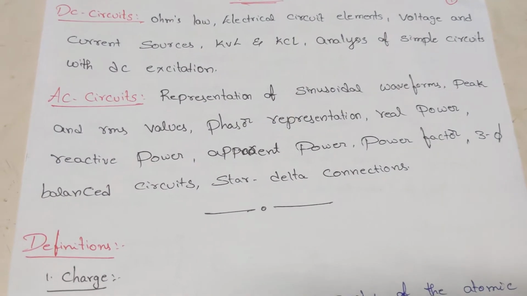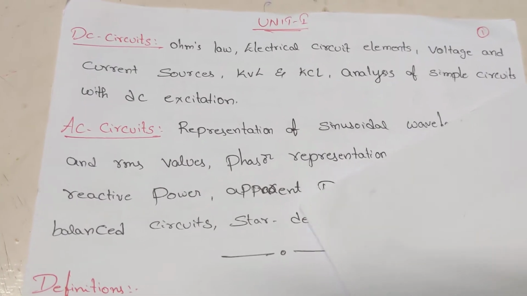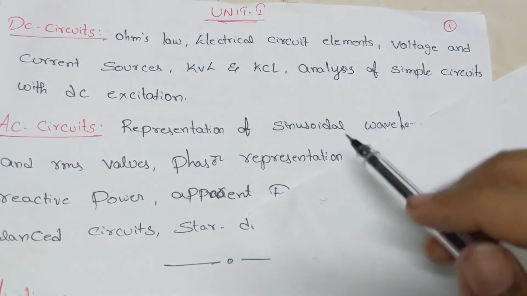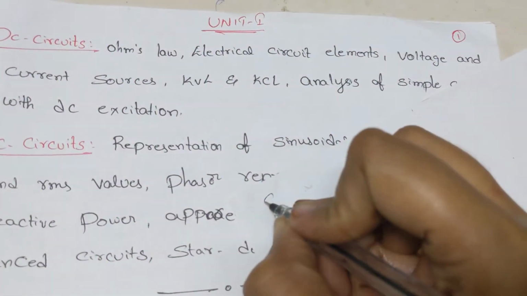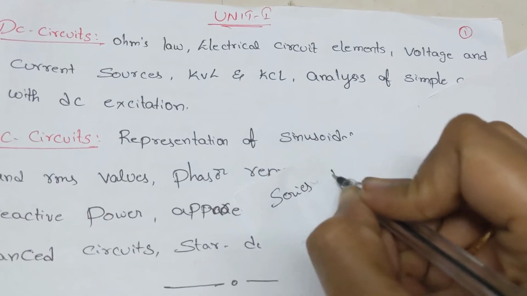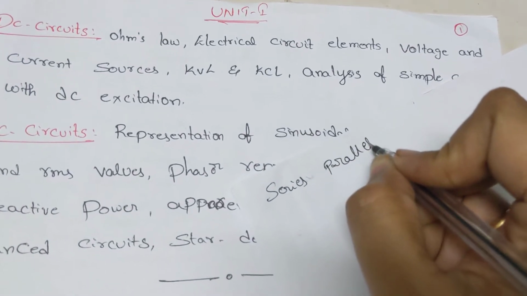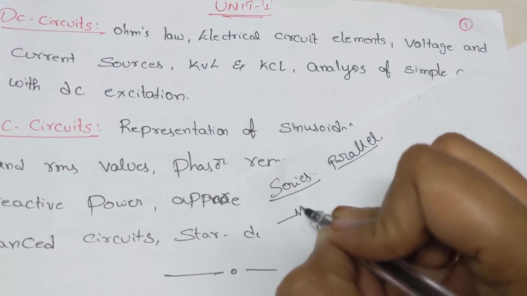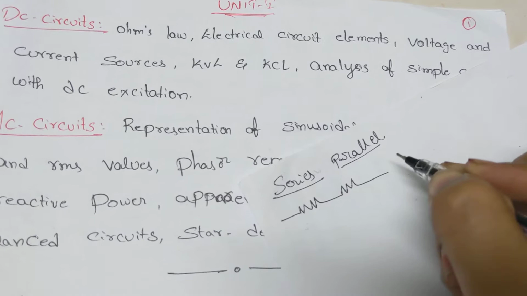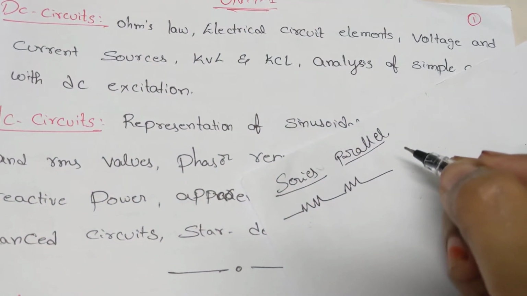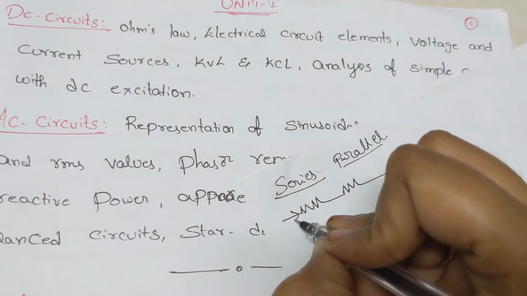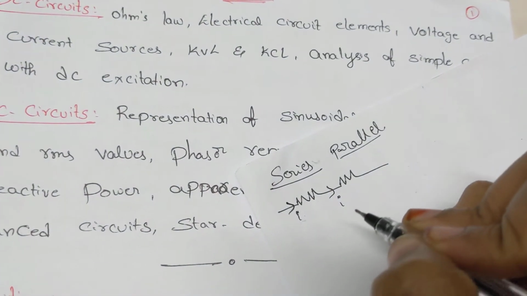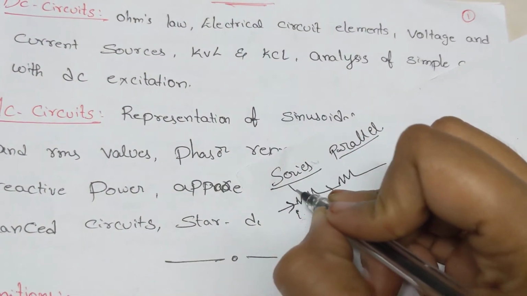We have already seen in our first unit, the DC circuits, the interconnection of elements in the form of series and parallel. There I explained what is meant by series and parallel. If two or more elements are connected in series, the current in the first element is the same as the current in the second element.